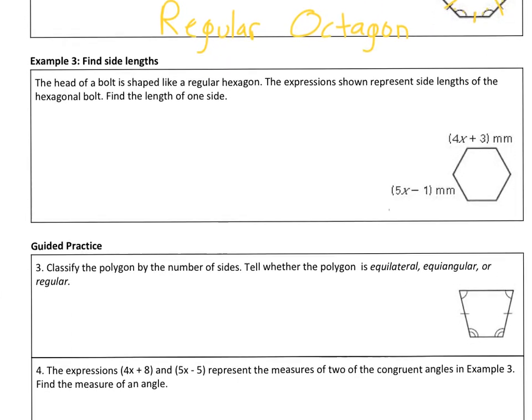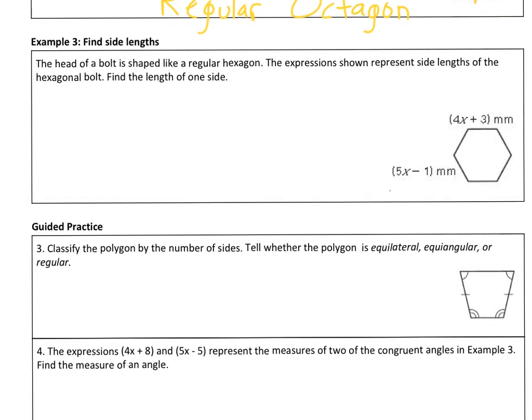So moving ahead, we're going to put that definition of regular to use. So this talks about the head of a bolt, and it's shaped like a regular hexagon. So that means a hexagon, a 6-sided shape, where all of its sides are congruent and all of its angles are congruent. So these expressions show the side lengths of the bolt. We want to find the length of one of the sides. So knowing that it's regular, we know that this side and this side are congruent, meaning I can take 5x minus 1, that expression, and set it equal to the expression for the other side length.